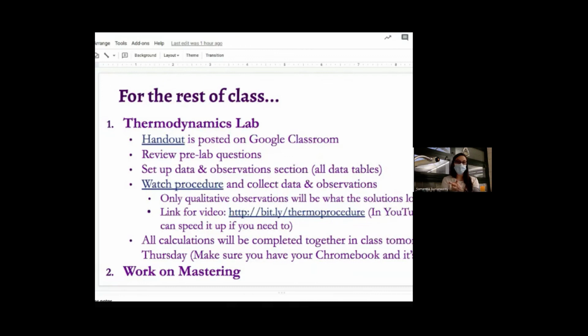Once you finish the procedure and you have everything written in your data and observations, you can work on mastering. So you'll have some time because it's not going to take an entire period to watch everything. So you can wait until you come back after the break, but then you'll have some time to watch the procedure, fill in data and observations and all of that.